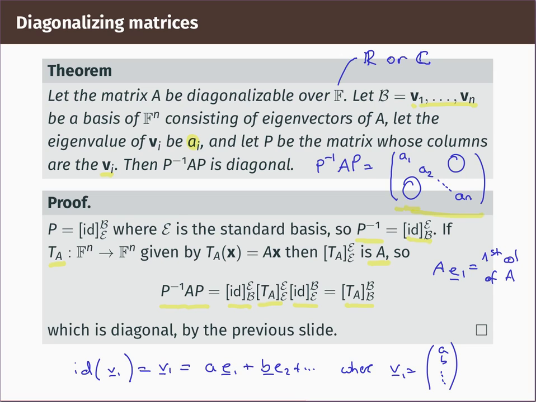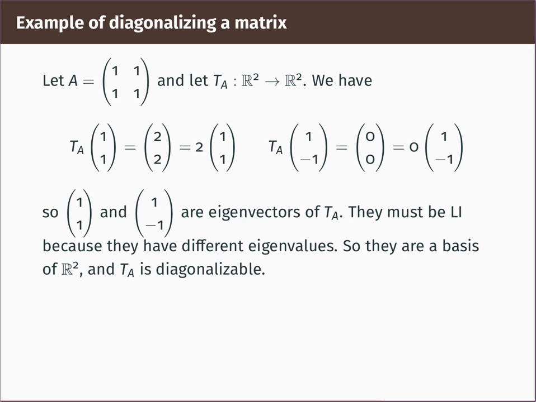So when people talk about diagonalizing a matrix, what they mean is finding this matrix P such that P inverse AP is diagonal. And what we've seen is that in order to do this, you need P to be a matrix whose columns are eigenvectors of A. Let's now look at some examples of diagonalizing a matrix.